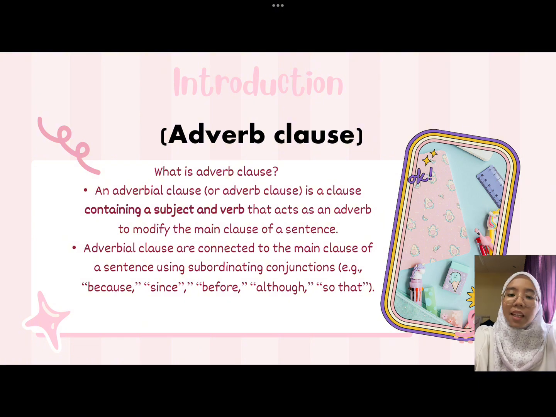From here, we can differentiate between adverb phrase and adverb clause. It's because an adverb phrase doesn't have a subject or a verb, while an adverb clause has a subject and a verb. And next, adverb clauses are connected to the main clause of a sentence using subordinating conjunctions. For example, because, since, before, although, so that, and many more.